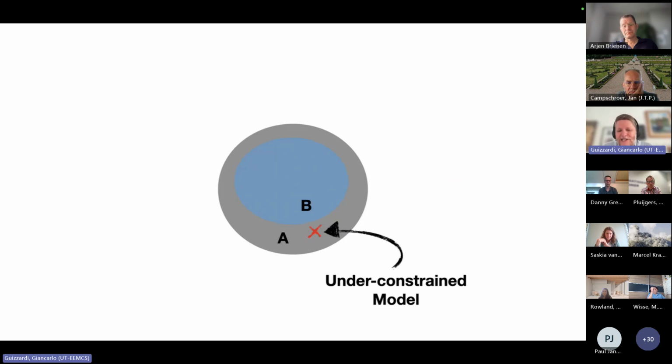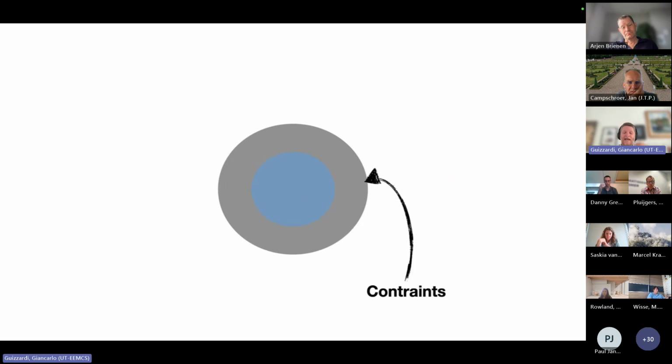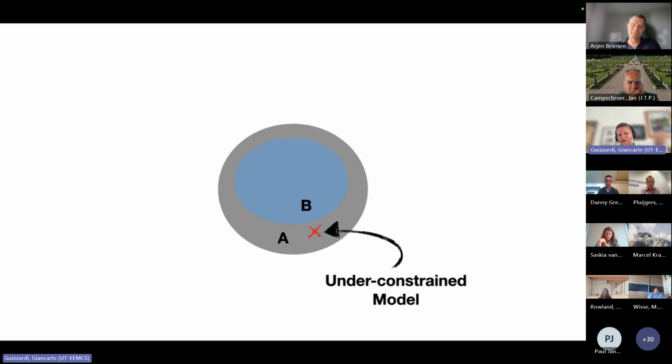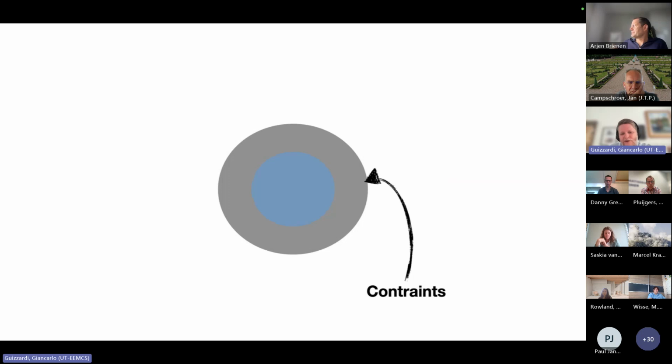If your model is under constraint, you're going to have possible interpretations which are valid, grammatically valid, satisfy all the written constraints there, but which are not intended. You can do the opposite, right? You can over-constrain the model and exclude things which are intended. But typically models are under constrained. What we need to find out is the exact set of constraints that will make these two things match.